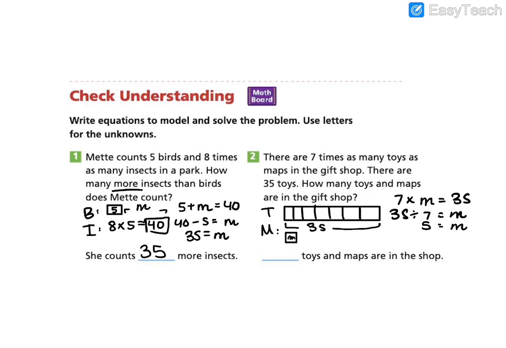Am I done? No, because it's asking me to find my next unknown of how many total. So I'll use that n for that unknown. And that n of how many toys and maps, I'll add my 5 maps plus my 35 toys. So how many total toys and maps are in the shop? 40 toys and maps are in the shop.